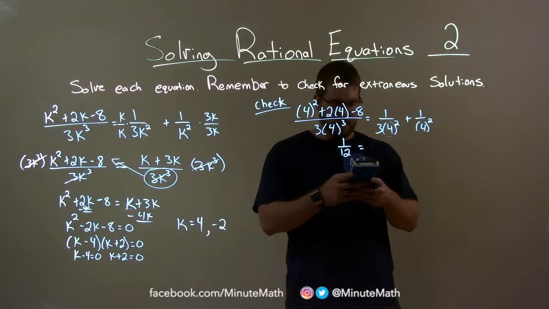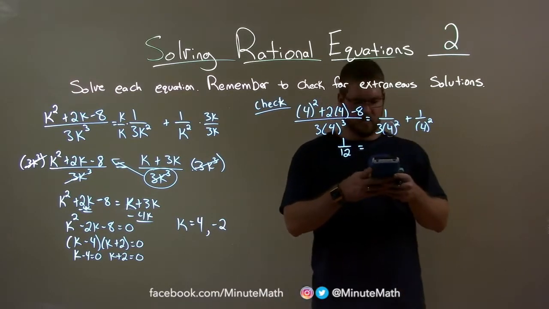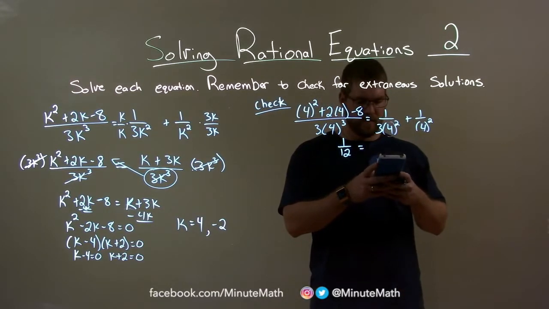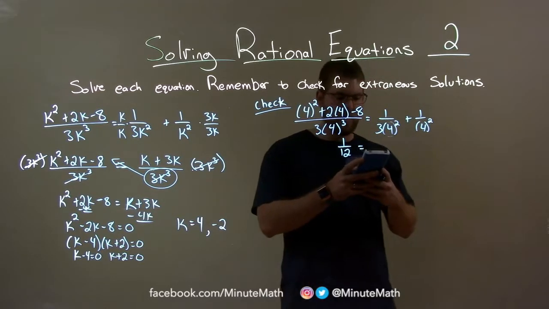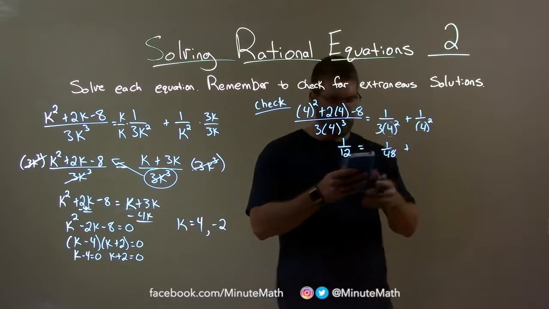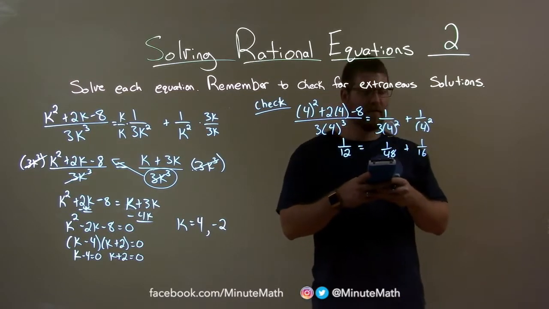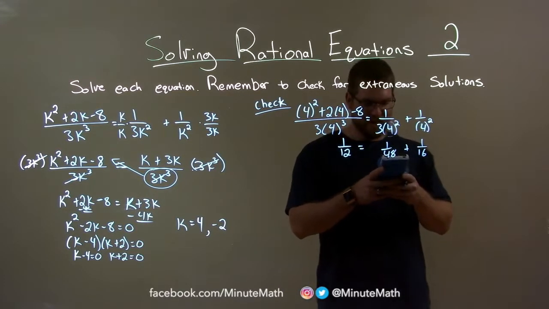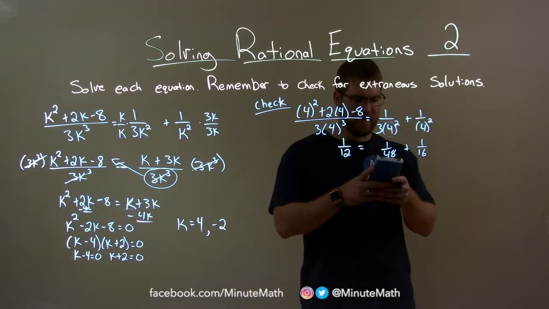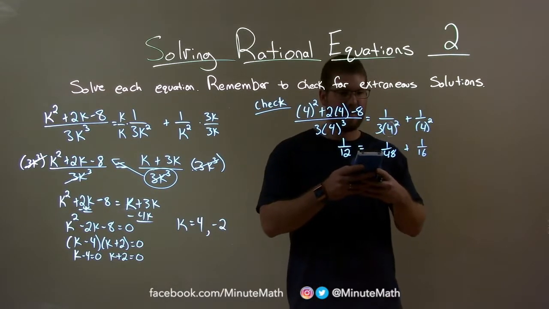1 divided by 3 times 4 squared. And that fraction is 1 over 48. And well, that's 1 over 16. So we add, right, 4 squared, 16. So we add 1 divided by 48 to that, and that fraction is 1/24.